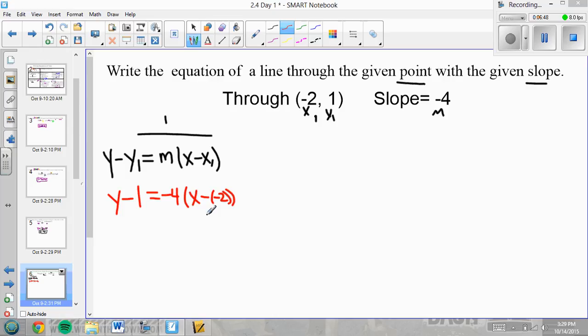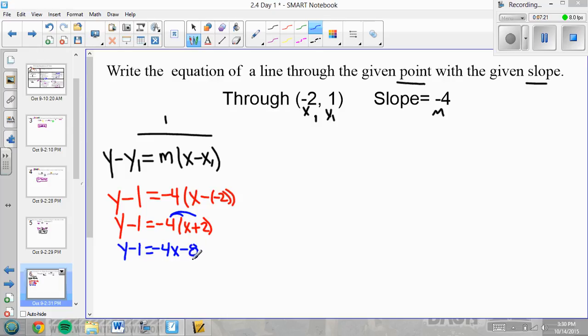Now think back, before, when we had minus and negative, what did that mean? What did that change to? We can rewrite it, and that becomes a plus. So minus and negative means plus, so we want to change that. Now to keep transforming, what do you do with a number that's outside of your parentheses with no sign in the middle? We want to distribute. So y minus 1 equals negative 4x minus 8.